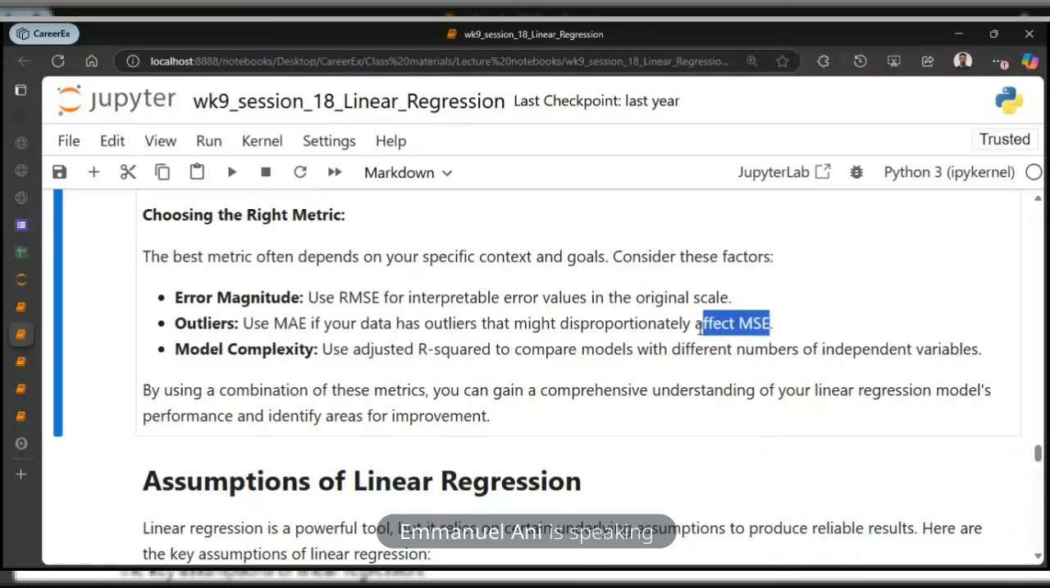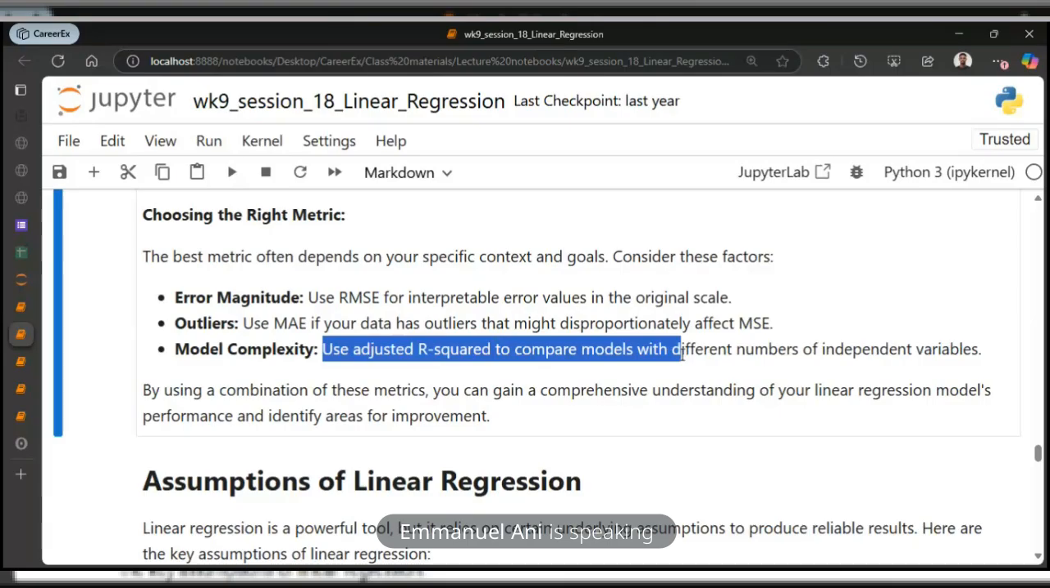All right, so also model complexity. It's advised that you use adjusted R-square to compare models with different numbers of independent variables. As I said, your adjusted R-square takes into consideration additional variables that you have in your data. So if you want to know how much impact an added variable would have, you'd use your adjusted R-square to check that. You can have several models, and maybe one model has an additional variable, another one has another, so you can just use the adjusted R-square to make that comparison.